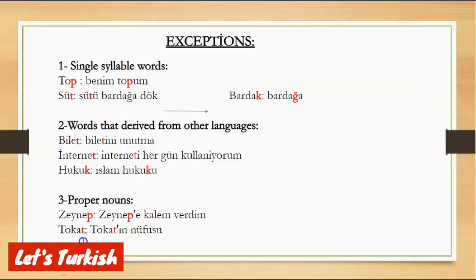Tokat, which is a province in the mid-Black Sea region of Anatolia, of course in Turkey. Tokat'ın nüfusu, which means the population of Tokat.